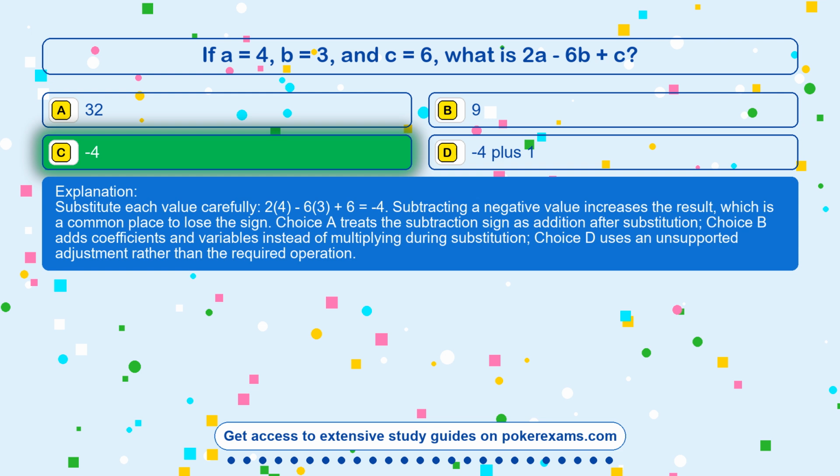Substitute each value carefully. 2 times 4 minus 6 times 3 plus 6 equals minus 4. Subtracting a negative value increases the result, which is a common place to lose the sign. Choice A treats the subtraction sign as addition after substitution. Choice B adds coefficients and variables instead of multiplying during substitution. Choice D uses an unsupported adjustment rather than the required operation.